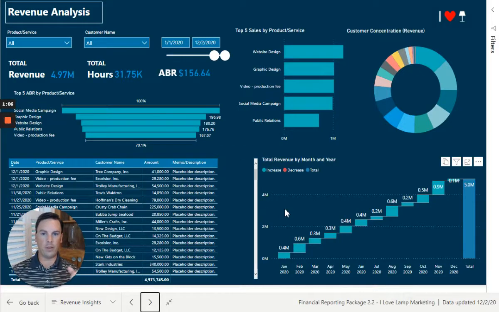And then bottom right, what we see is revenue by month and year. Again, this is just year to date for 2020. So you can see, in a really clear graphical way, how much revenue has been created throughout the course of the year, and where it's light, where it's heavy, things like that.